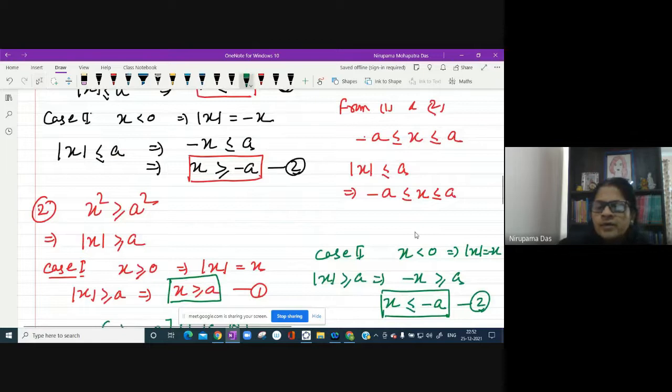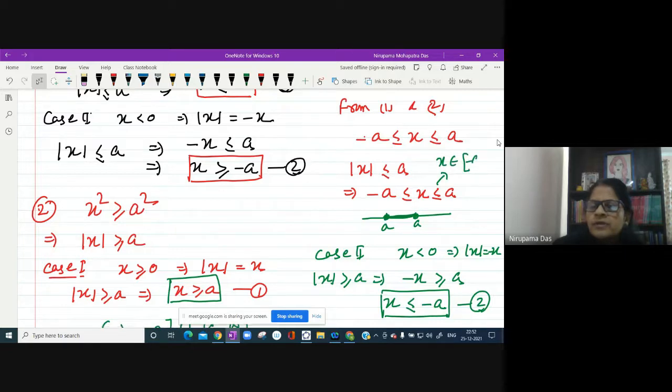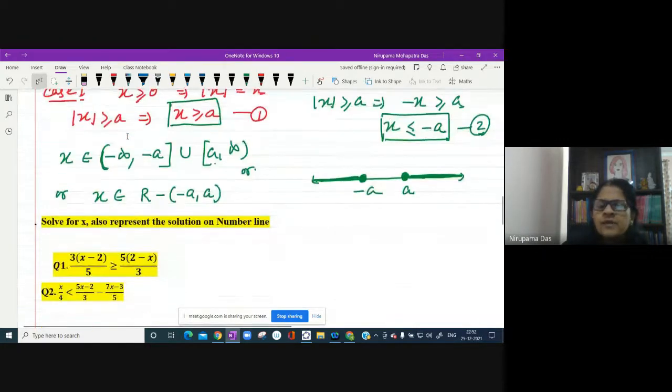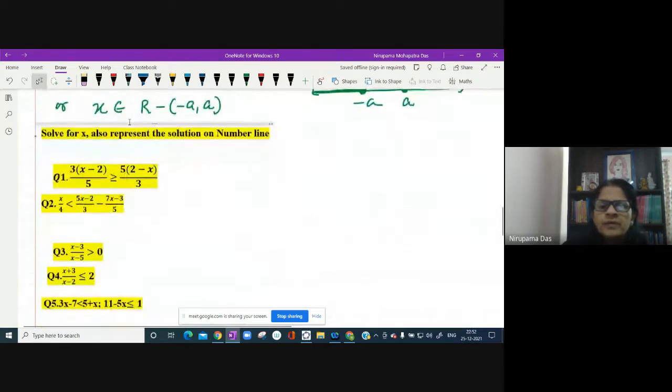In this case, if you want to take the number line, it will be like this, number line, minus a. This is minus a included, so it is between minus a and a, this portion. In interval form, you can write x belongs to the closed interval minus a to a. Okay, so we have already done this in Chapter 2, relation and function, specifically the function chapter. So it's good we have revised it.